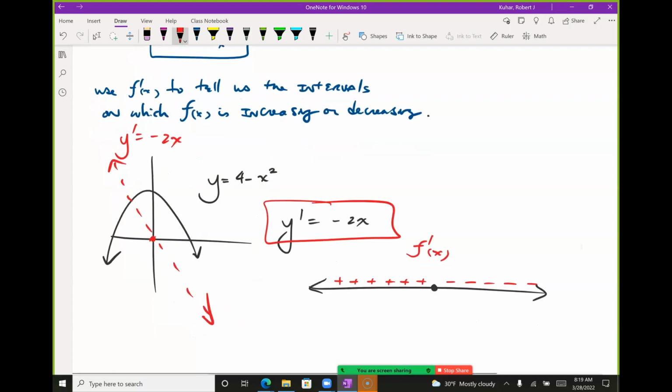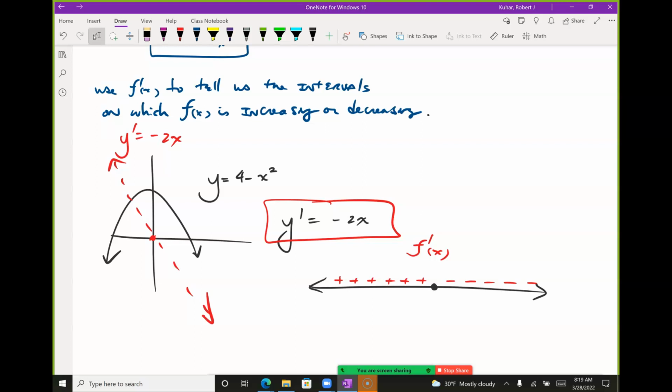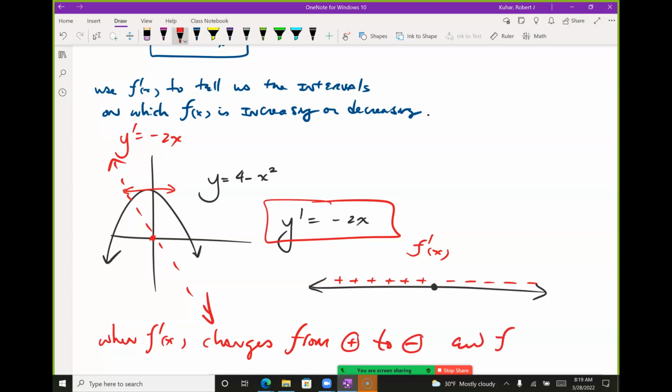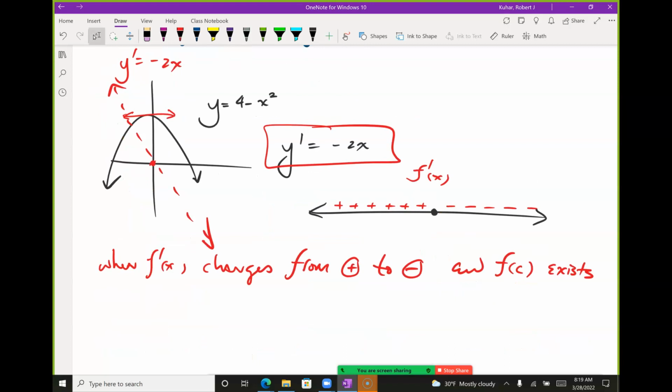So now I see that I have a change in the sign of the derivative, from positive to negative or negative to positive, which means I possibly have a local min or a local max. And it turns out that I have a local max. So when f prime of x changes from positive to negative, and f of c exists, where c is a critical value, then the point c, f of c is a local max.